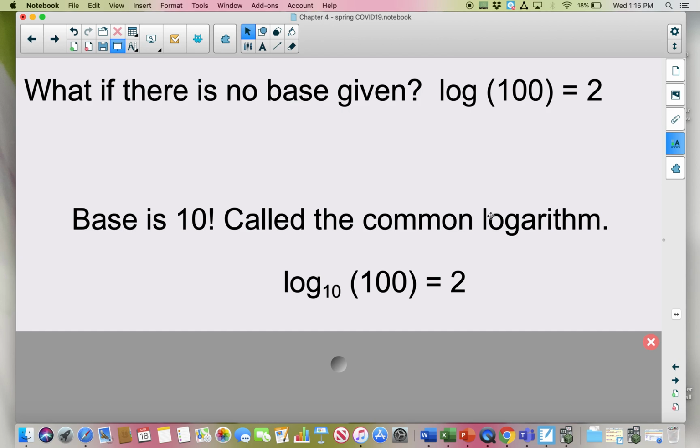It's common because it's so commonly used. Our Richter scale is measured by logs with bases of 10. So you actually won't see it because it's so common. So don't be alarmed if that happens. You just need to know that that's 10.